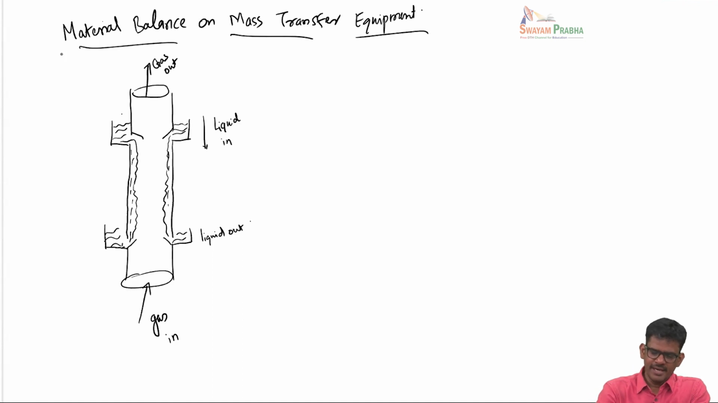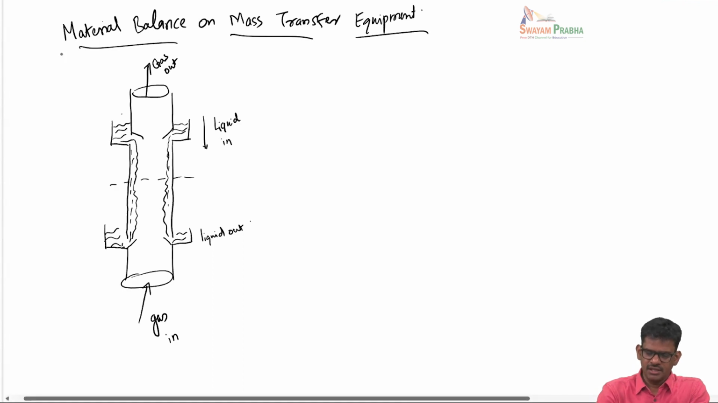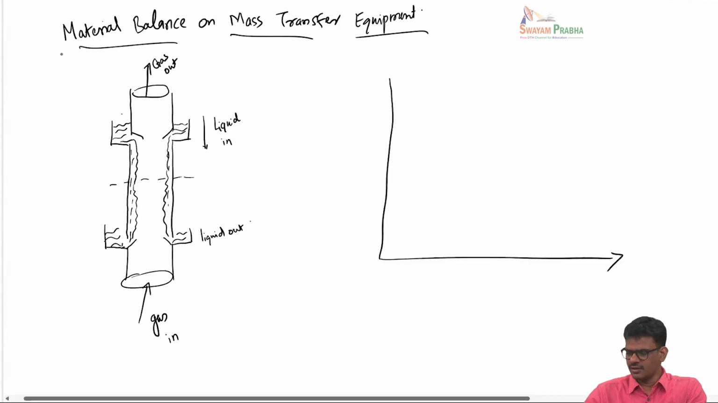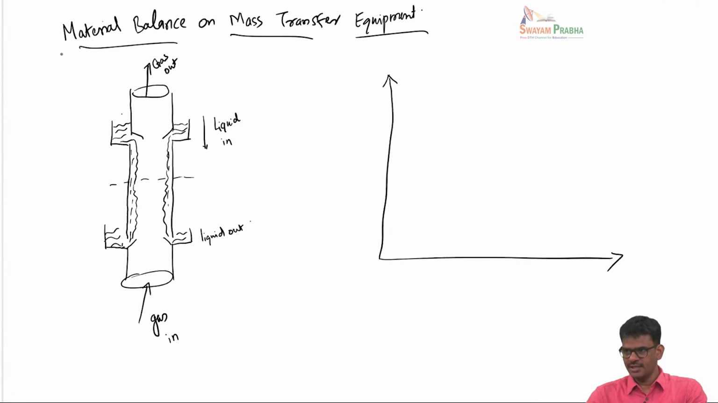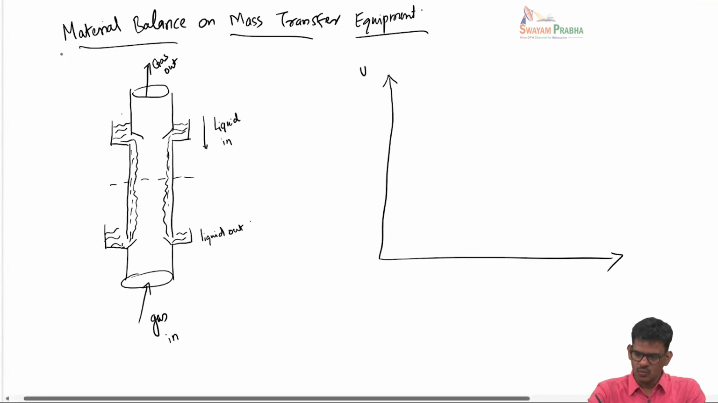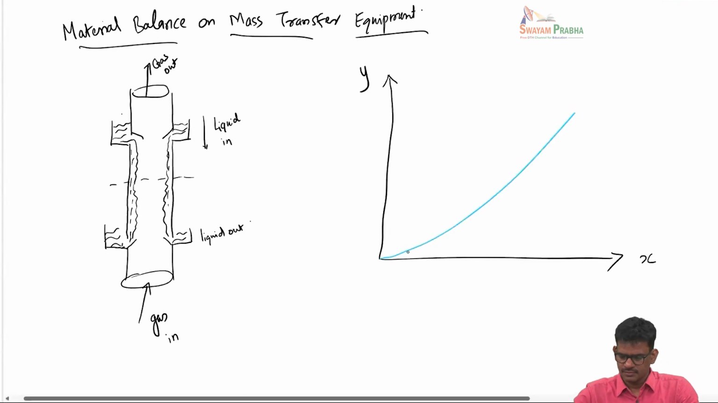So if I look at any particular location in this equipment, we talked about the concentrations, equilibrium line, and driving force line, etc. Suppose Y is the composition of the solute in the gas phase and X in the liquid phase, there is an equilibrium line. Okay, so this is the equilibrium line.